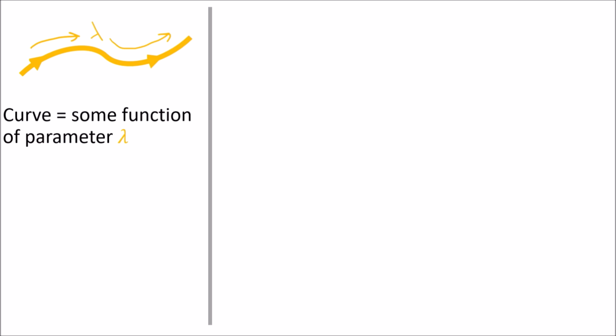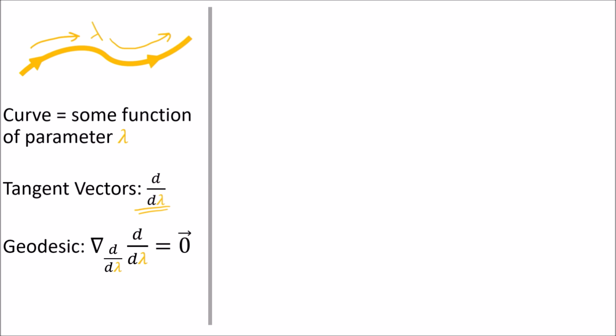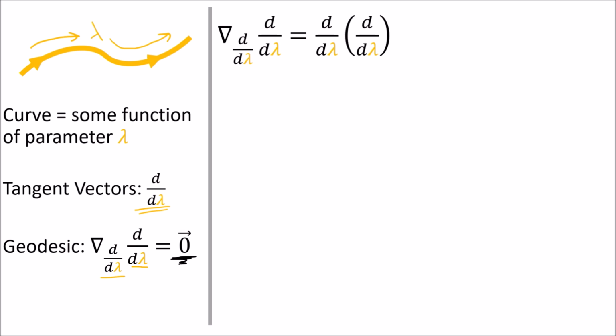So if our curve is a function of some curve parameter lambda, then the tangent vectors along the curve would be given by the derivative operator d by d lambda. So a geodesic curve is described by the covariant derivative of the d by d lambda vector in the direction of the d by d lambda vector, and the geodesic would set this covariant derivative equal to 0. So to take this covariant derivative, we just take the d by d lambda vector and differentiate it in the direction of the d by d lambda vector.